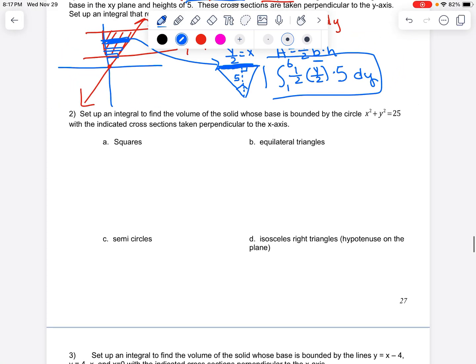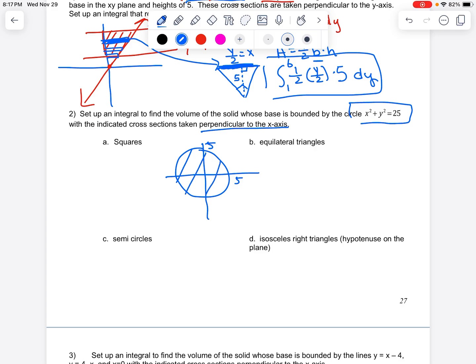Okay, the next one, we're going to do 4 different cross sections, but the region is going to be the same. You're going to be looking at a circle. So x squared plus y squared equals 25 is a circle centered at 0, radius is just 5. This is my picture. And we're going to take cross sections perpendicular to the x-axis. So that means this is my region, and your rectangle is going to be perpendicular to the x-axis. So I know that I'm going to use dx everywhere.